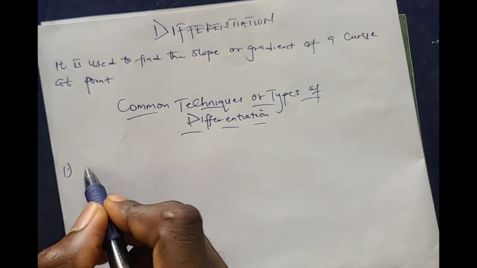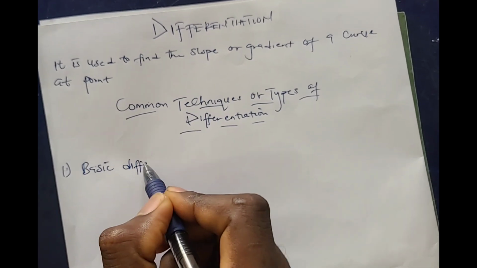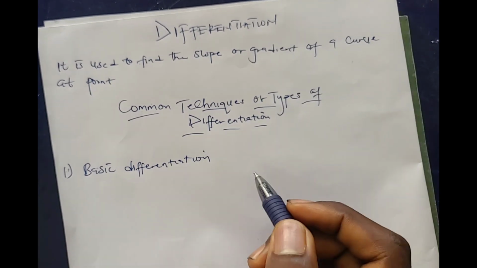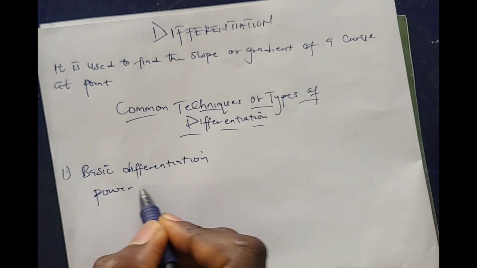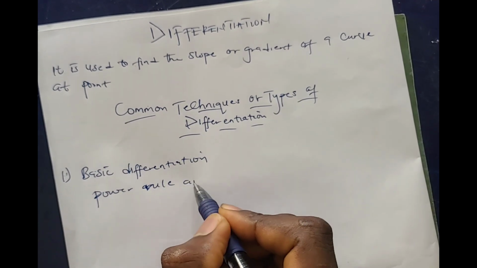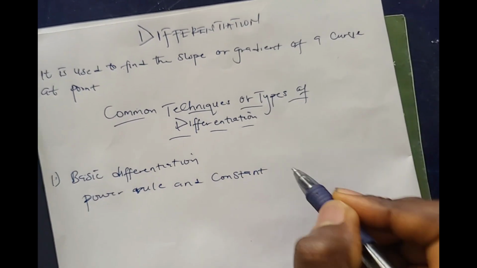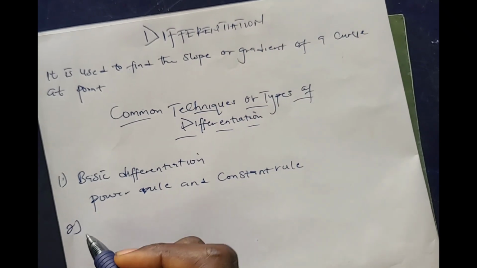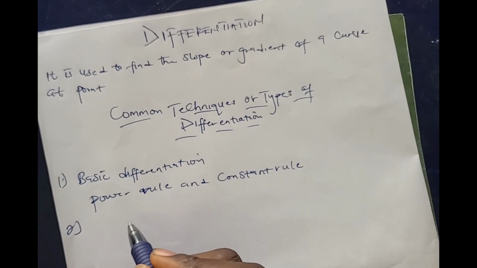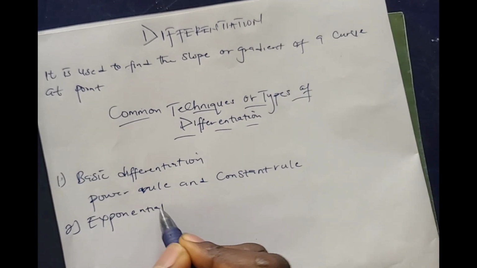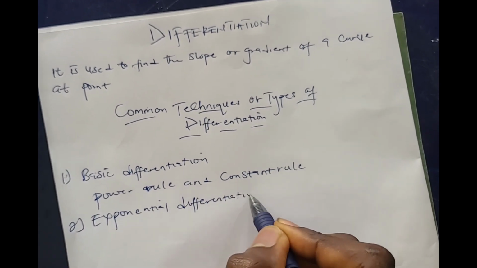Basic differentiation, which comprises the power rule and constant rule. We have exponential differentiation.